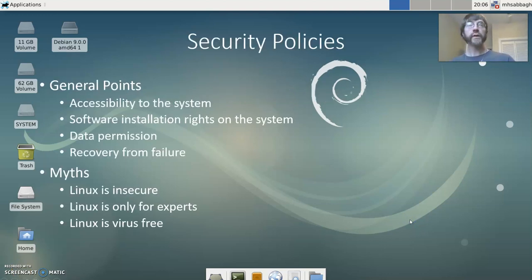Now, there are some key things to keep in mind here. When we're talking about security, we're talking about accessibility. We're talking about who can install software on the system, package management, that kind of thing. We're going to talk about data permissions and data access, and even recovery from failure.